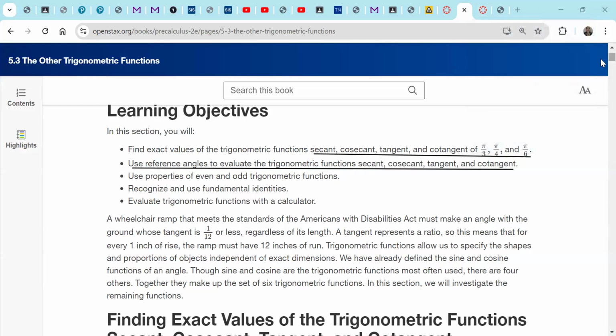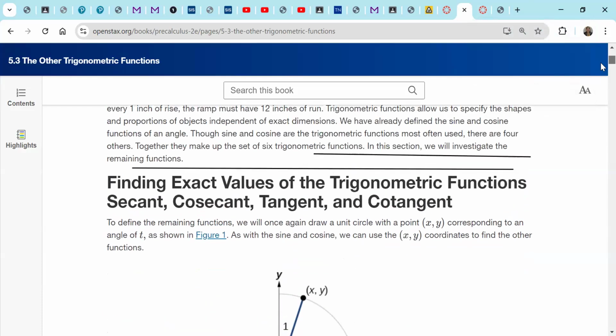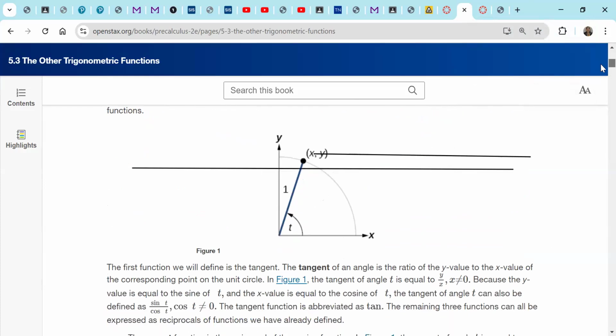Now, scrolling down through the page and making you familiar with a couple terms which we did last time. So last time we were talking about the angles, the basic angles, and here's another picture of the angle. We were talking about the unit circle. So this is indicating a point on the unit circle XY with a radius of 1 and an angle of T, as you see in the diagram.